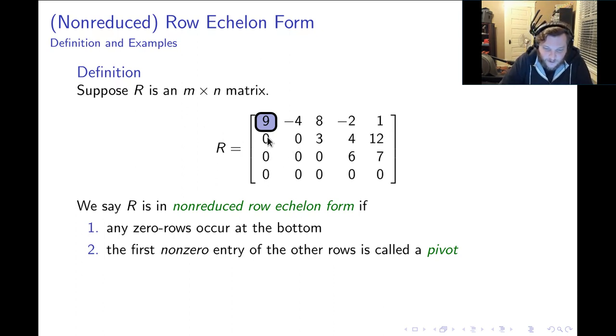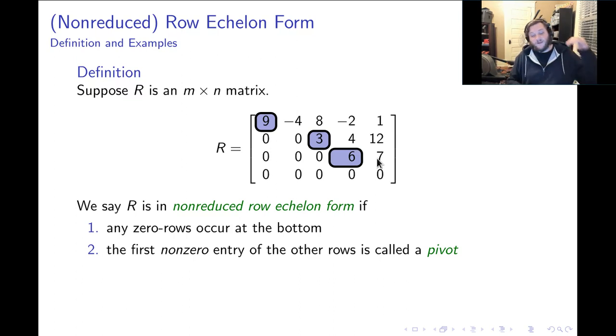In the second row, we start with 2 zeros, which is fine, and then the third position is equal to 3. That's great. That's our second pivot. In the third row, we start with 3 zeros, and then we get 6. That's our third pivot. This would be bad if we were looking for reduced row echelon form, because there we need pivots equal to 1, but in non-reduced row echelon form, we don't care what the pivots are equal to. Great, so far so good. We have a row of zeros at the bottom, and we have pivots. We don't care that they're not equal to 1.